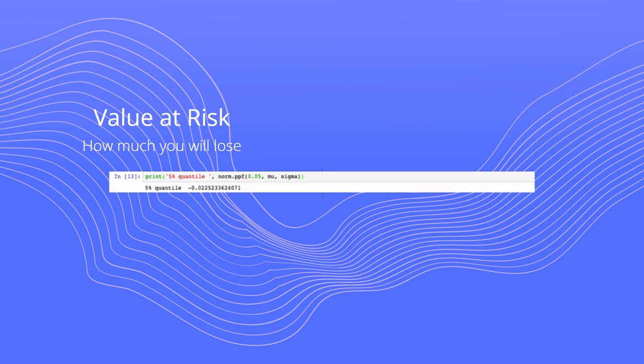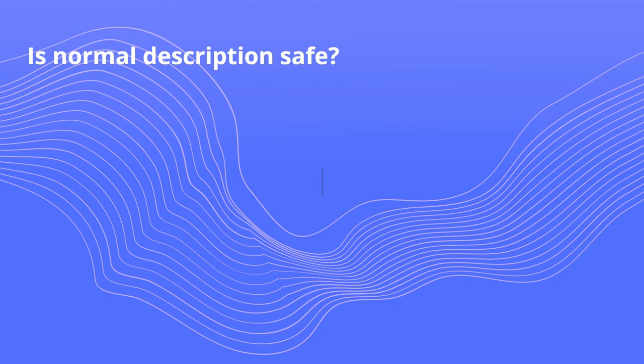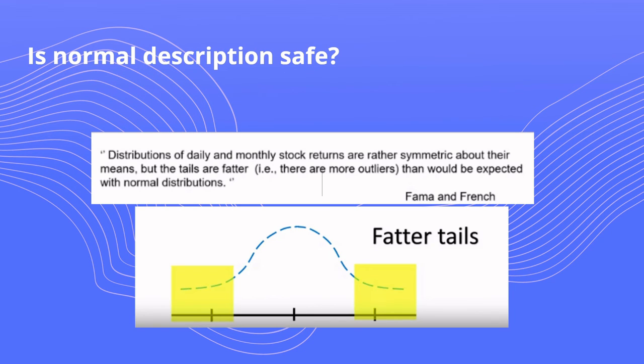Is it safe to use a normal distribution to model stock return? According to Fama and French, distributions of daily and monthly stock returns are rather symmetric about their means, but the tails are fatter. This means there are more outliers than would be expected with normal distributions. It means that tail returns, negative as well as positive, may occur more often than we expect if we use the normal distribution. This is debatable, at least for the returns of some assets with different time window sizes. To model a fat tail, people proposed modeling returns using t-distributions with a low degree of freedom.